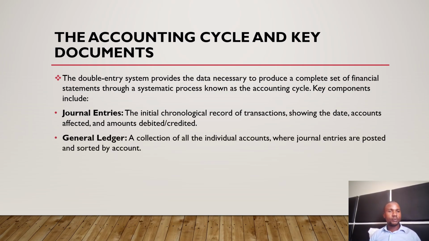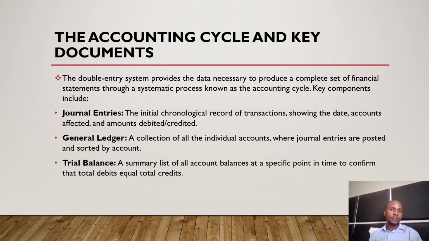After the journal entries, we'll go to the general ledger. This is a collection of all the individual accounts where the journal entries are posted and sorted by account. After entering in the individual accounts, we now have to post them in a general ledger. And from the general ledger, we have the trial balance, which is a summary list of all the accounts at a specific point in time to confirm that the total debits are equal to credits.